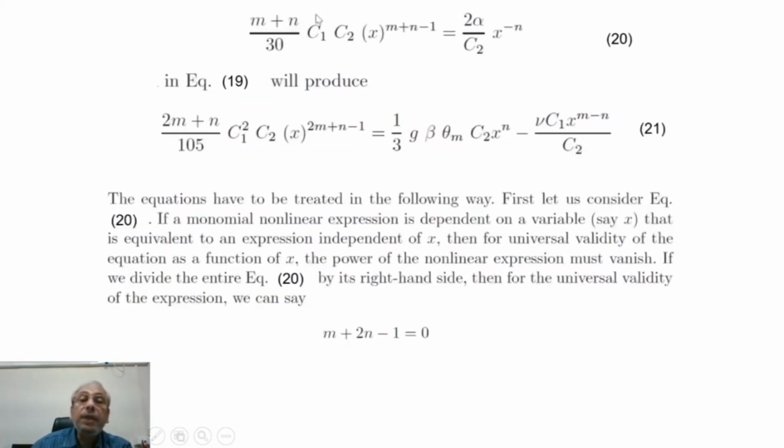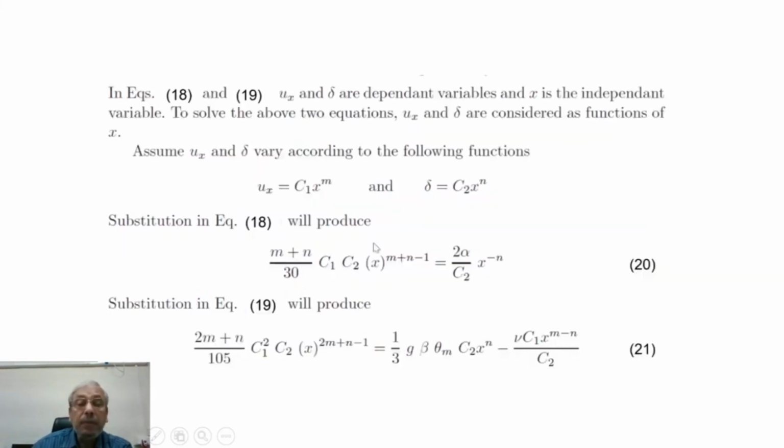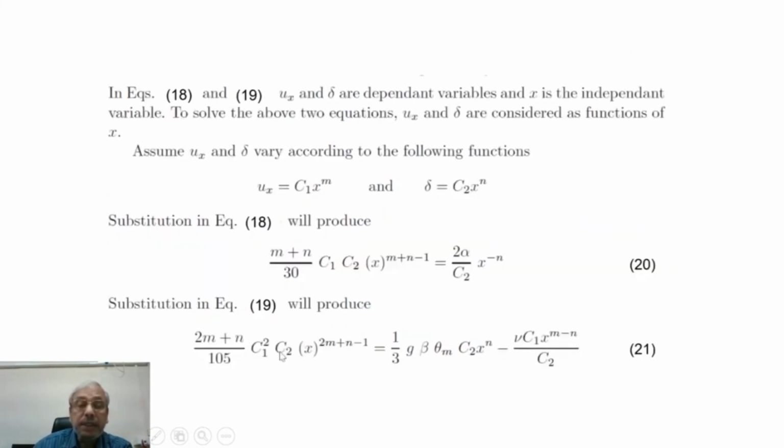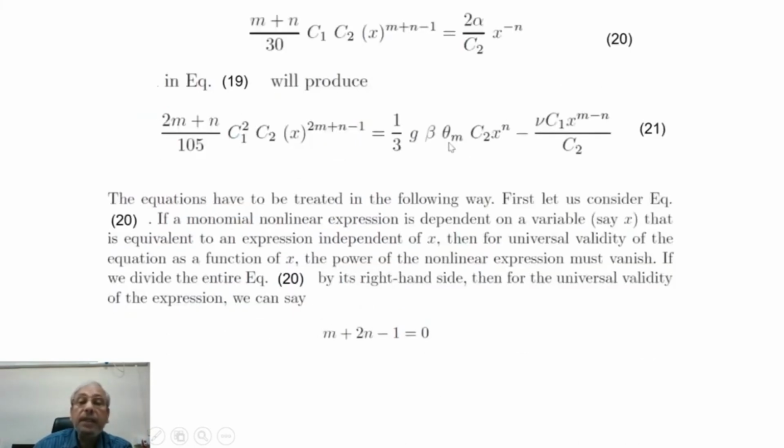So equation 20 we are repeating. We have already found out (m plus n) by 30 c1 c2 x power (m plus n minus 1) equal to twice alpha by c2 x to the power minus n. And equation 21 we have just derived. We rewrite that. Having done this, we try to solve for m and n, and then we analyze how the m and n can be related.